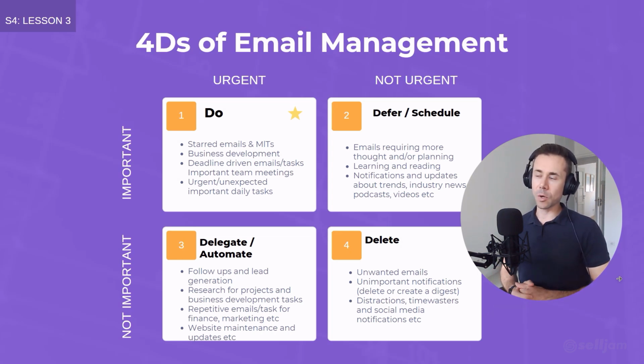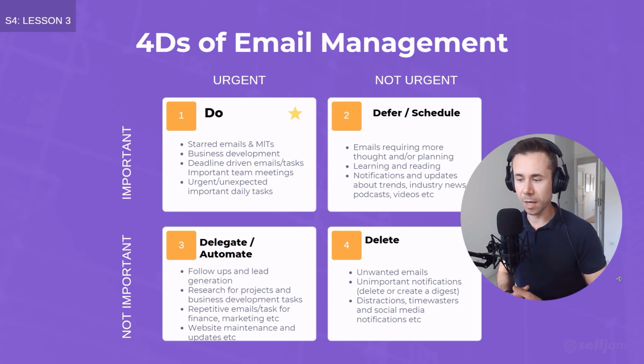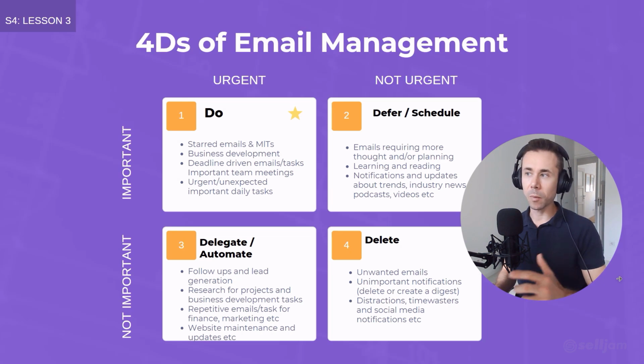Looking at the first quadrant, the do emails, these are emails that should be responded to right away. If an email can be responded to quickly, within 3 to 5 minutes, it should be done straight away. This ensures that you stay on top of them, and it just helps to keep your inbox clean and clear. Examples of those emails would be starred emails and your MITs. We're going to be learning about the starred emails in my priority inbox method in the next lessons.